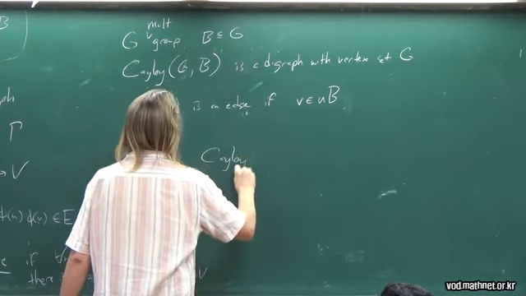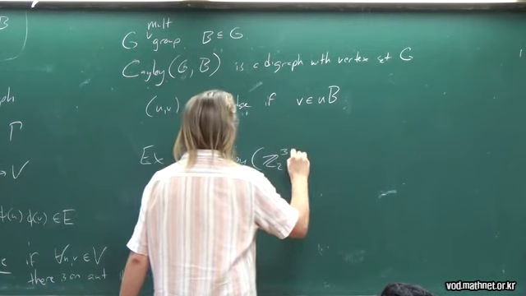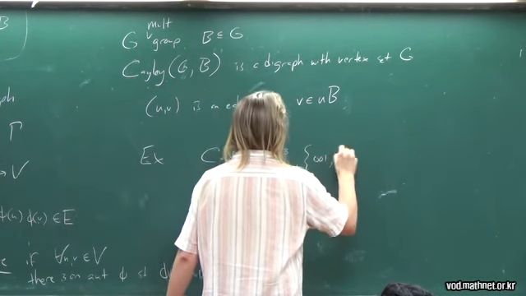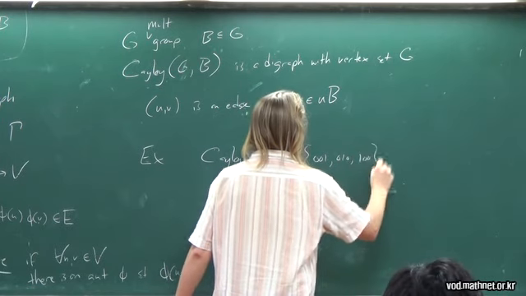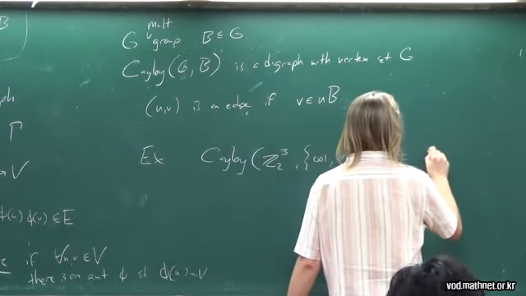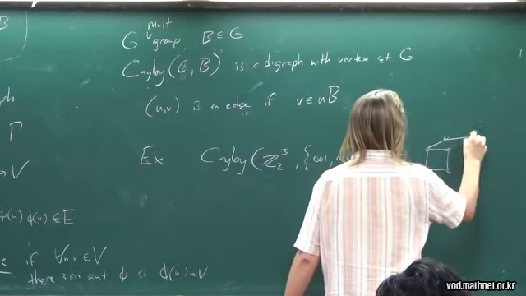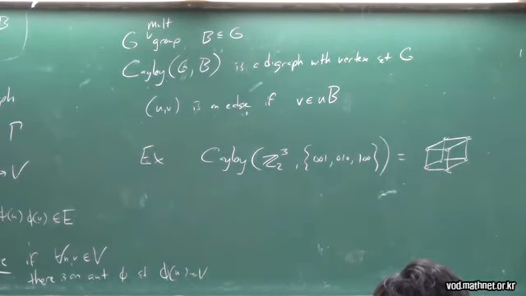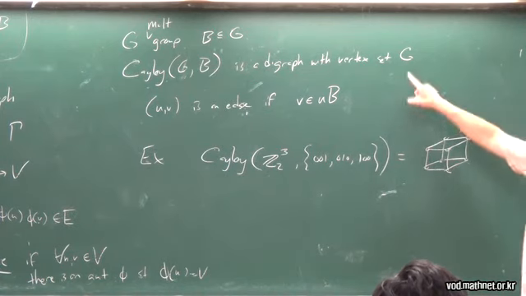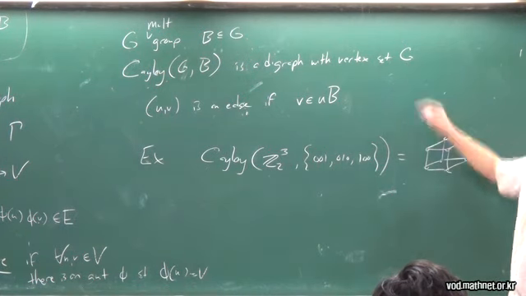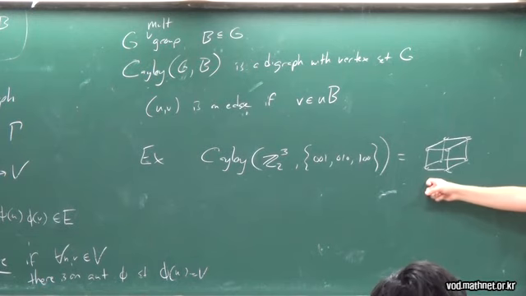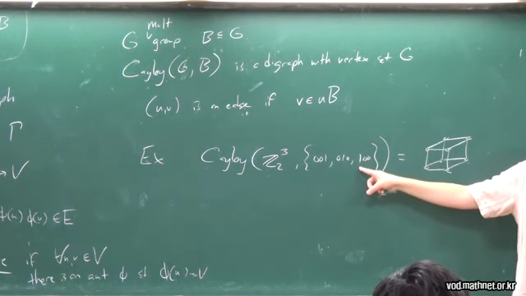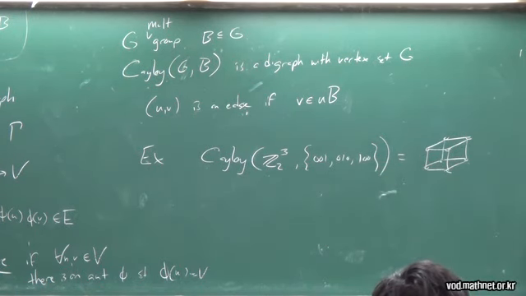An instance is the Cayley graph of, say, Z mod 2 to the 3 together with the set {(0,0,1), (0,1,0), (1,0,0)}. Is the vertex set of the Cayley graph the group? Yes, the vertex set is always the group. So here the vertices are just the binary triples, and two of them are adjacent if and only if they differ in one coordinate. So that's precisely what you know as the cube.